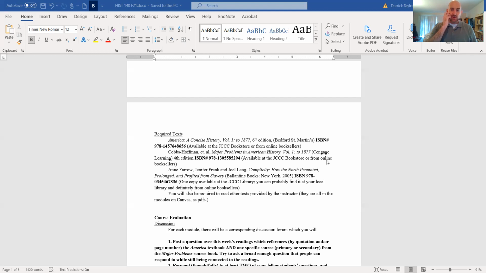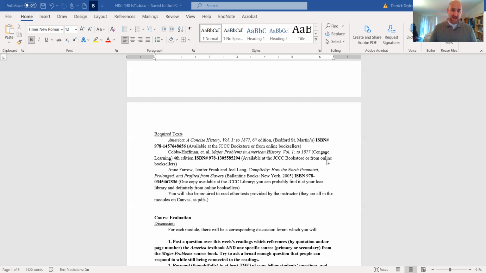Thirdly, as you're going to see, you're going to be required to write a book review. Those first two, by the way, are available at the JCC bookstore on campus, or you can find them online cheaper. The third one is not. There is one copy available at the JCC library, but you can probably find it at your local library or definitely from online booksellers.